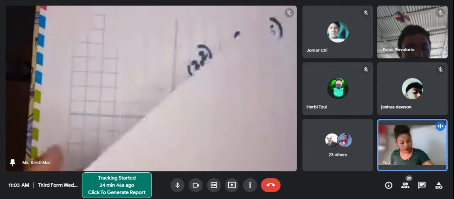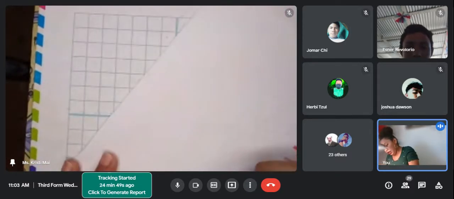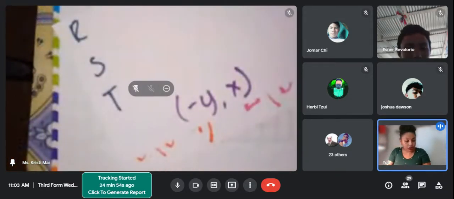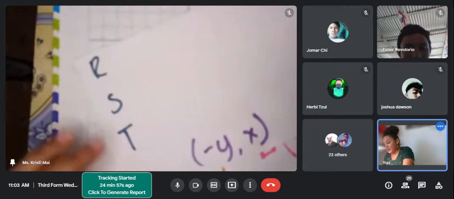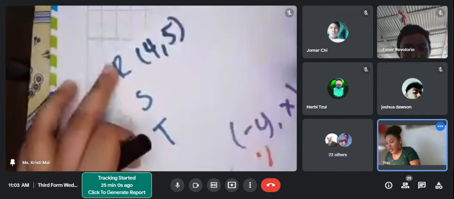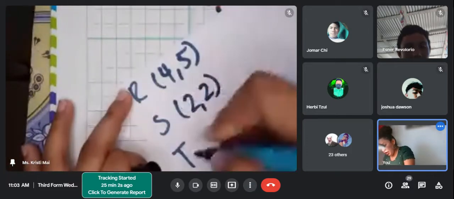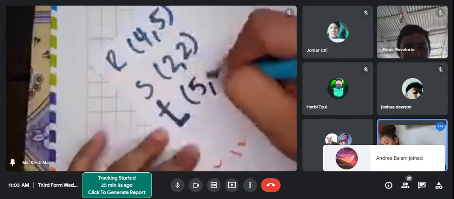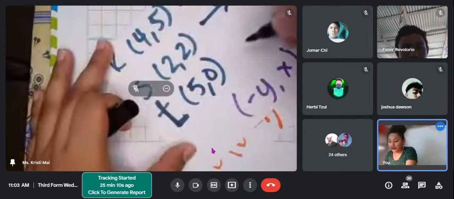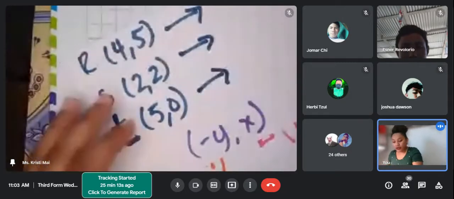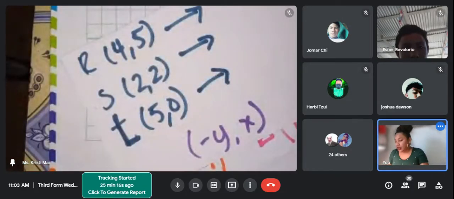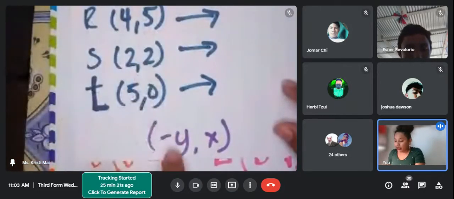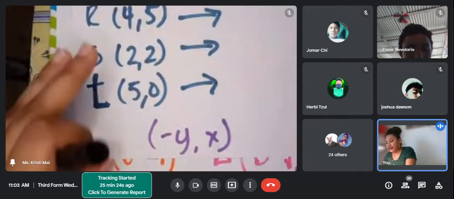So negative yx, that is what I'm going to write it in, negative yx, right here. My coordinates: R is 4, 5, S is 2, 2, and L is 5, 0. And I want the new coordinates for each one of these, right? So, tricky part here. If the coordinates are set up in the way of xy, the new coordinate is asking for yx now. So what does that mean?